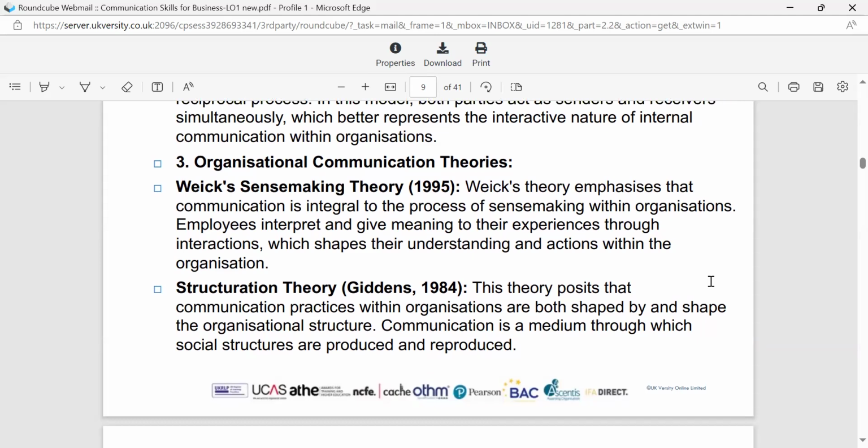And then we have the structuration theory, by Giddens, which is a theory of social action that claims that society should be understood in terms of action and structure.